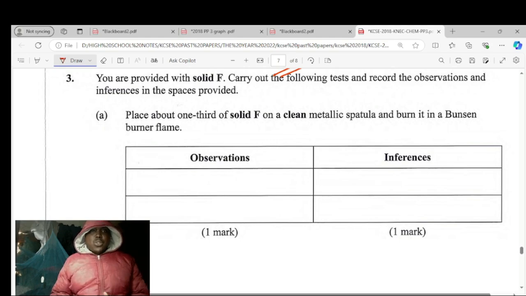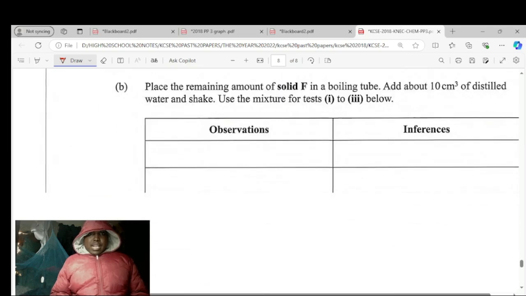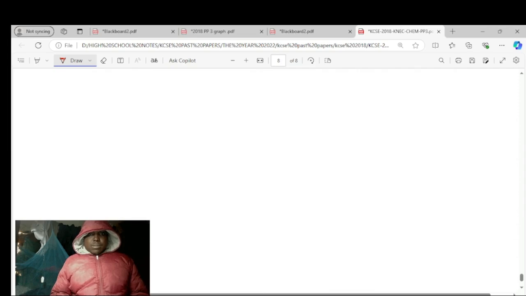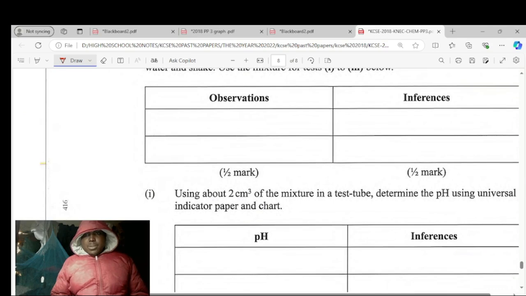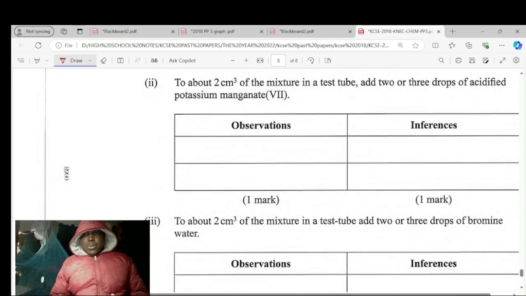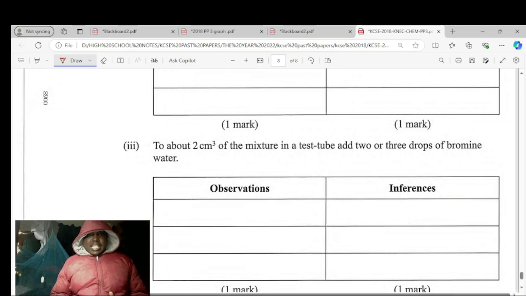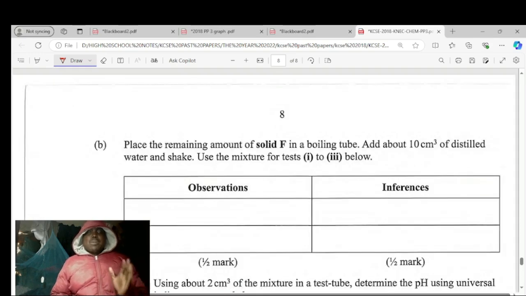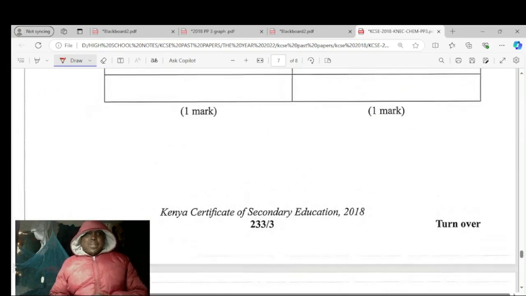How do you know this one is organic? When you read number 3, you will see we have the reagents that will guide us. We have acidified potassium permanganate. We have bromine. Now bromine will confirm that we are dealing with organic analysis. So this one is organic. We expect you to write the double bond, triple bond, those things. So here we don't have cations and anions. Not at all.